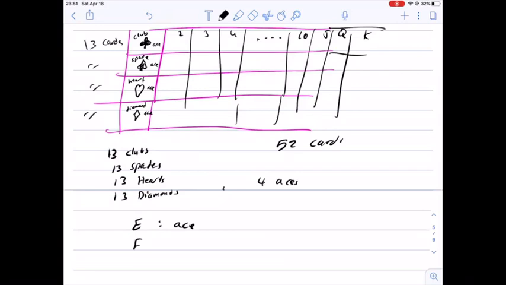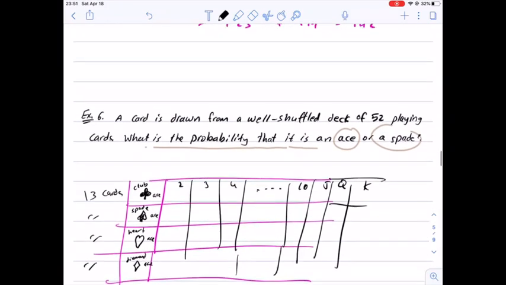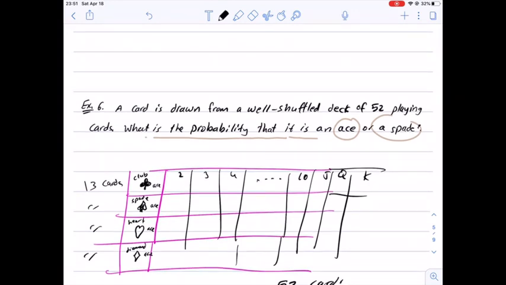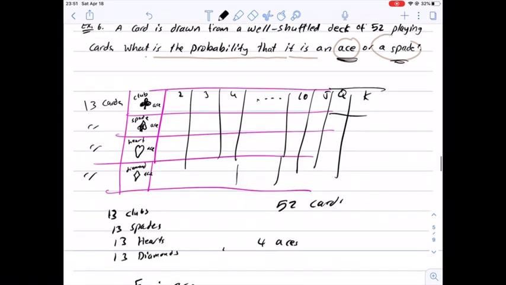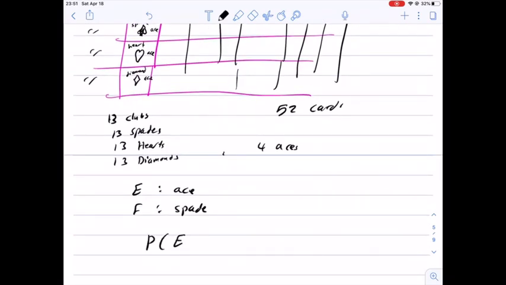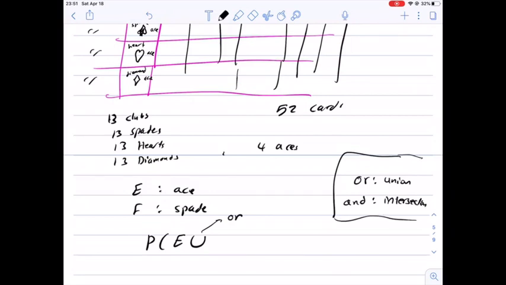So if we denote by E, ace, and F, spade, because the problem asks us what the probability is that it's an ace or spade. If one card is drawn at random, what is the probability that it's ace or spade? So probability of E or F. Or means union, and means intersection. So these are keywords that denote some operations when we deal with sets or probability.